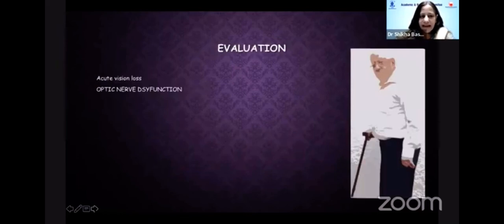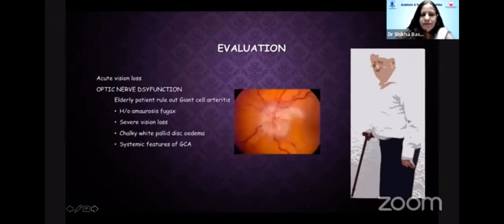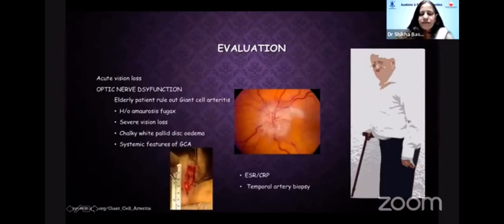Now, coming to the evaluation, any elderly patient walking into our clinic with a history of acute vision loss with features of optic nerve dysfunction, we should work him up for giant cell arteritis. With any history of amaurosis fugax, severe vision loss, and presence of chalky white pallid disc edema, we should ask for systemic features of giant cell arteritis, and we should order ESR and CRP, and if required, do a temporal artery biopsy to confirm the diagnosis before treating the patient.